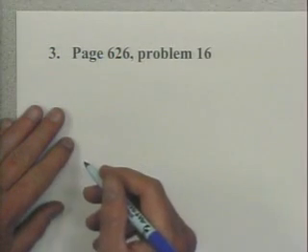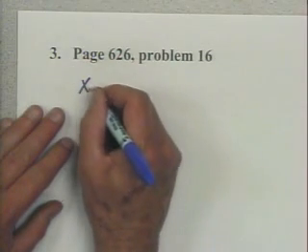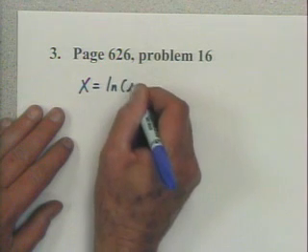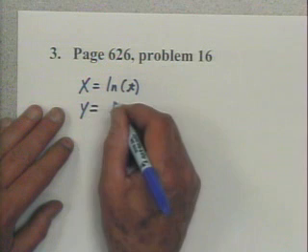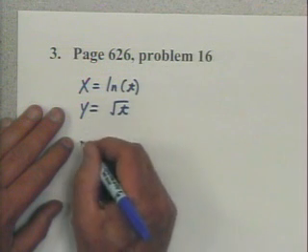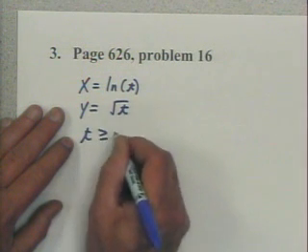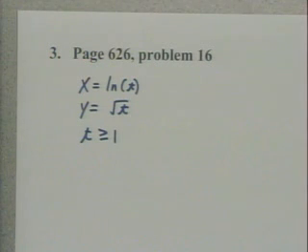So on page 626, problem 16, we have the following parametric equations. One of them is x equals natural log of t. The other one is y equals square root of t, and t can be anything greater than or equal to 1. So there's the stuff for problem 16.